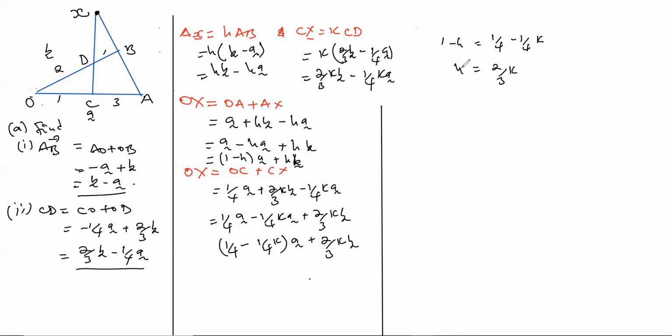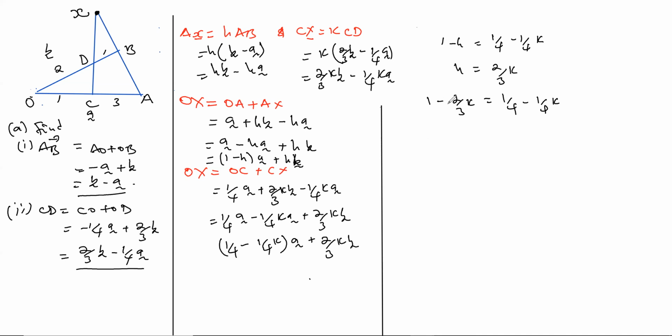Because this is H alone, if I want to solve this, I'll take H, where there is H here, I put 2 over 3K. So I'll put it here. I'll write 1 minus, the value of H is 2 over 3K. So I'll write 2 over 3K equals 1 over 4 minus 1 over 4K.